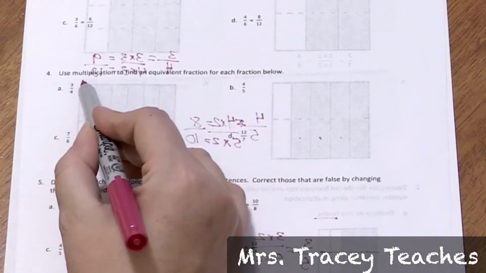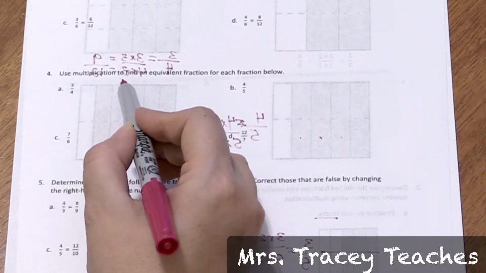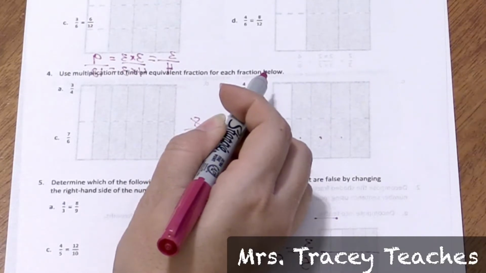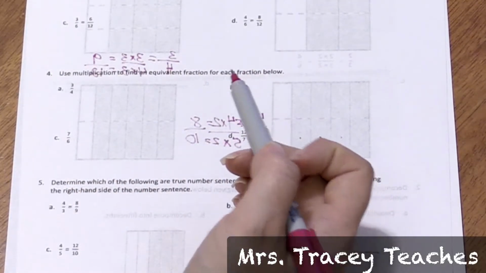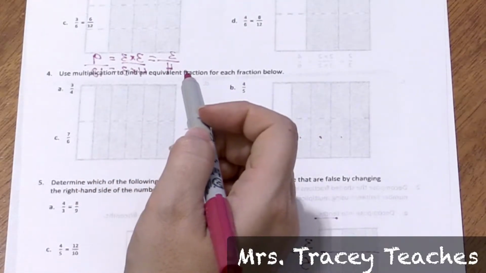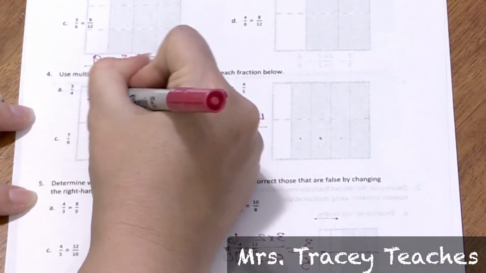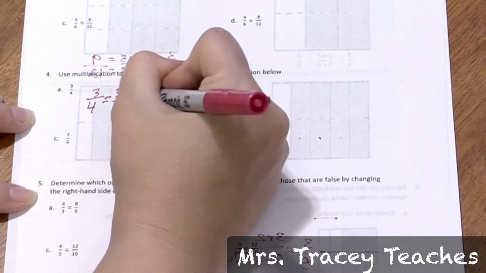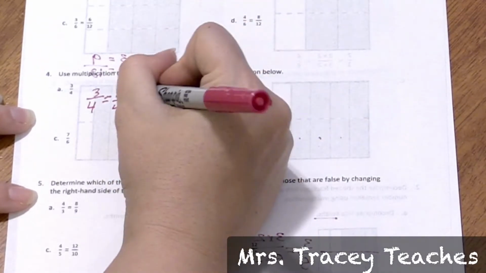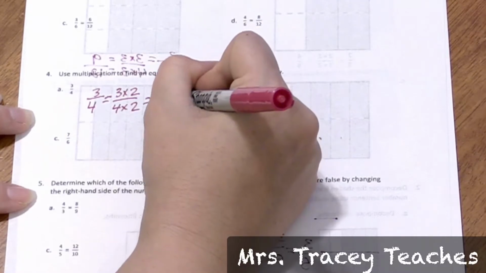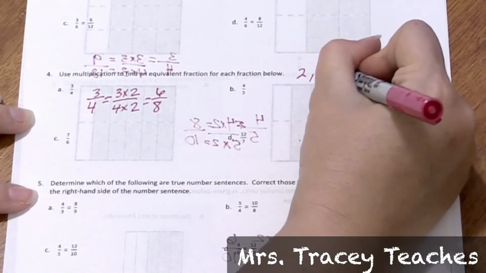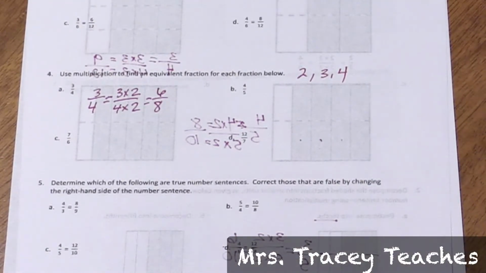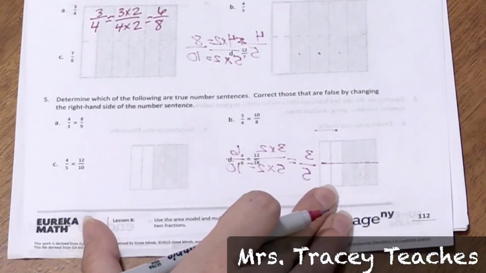On this part right here, it says use multiplication to find an equivalent fraction for each of the fractions below. So you get to decide if you're going to multiply it by 2, 3, or 4. I'm going to do this one, so I'm going to do 3/4 equals 3 times 2 and 4 times 2, which equals 3 times 2 is 6 and 4 times 2 is 8. So you can try that with 2, 3, and 4s, and you can multiply those ones to find equivalent fractions.